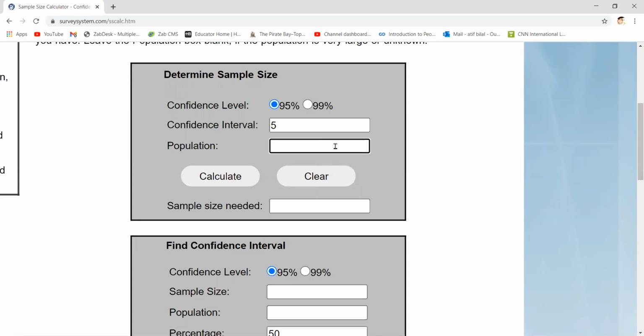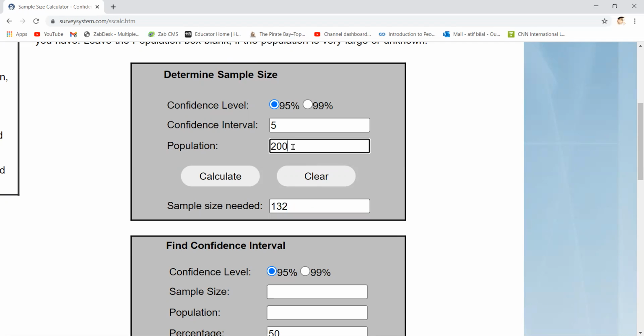Now, the second important thing that you need to give to this table is the population size. For example, if the population size is, let's say, 200 people, how many people should we collect data from? So if you just click calculate, it is going to give you this number, which is 132. This means if you have 200 people in the population, you need to collect data from 132 people in order for your research to have a representative sample of the population.